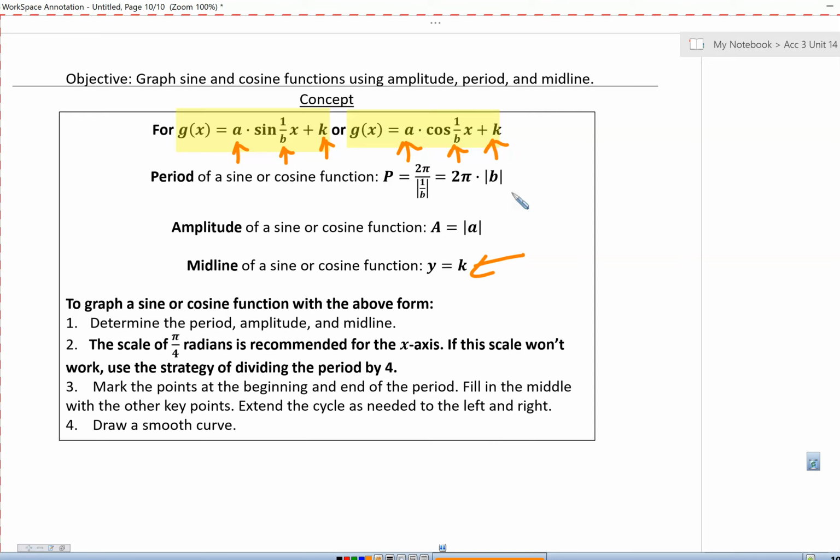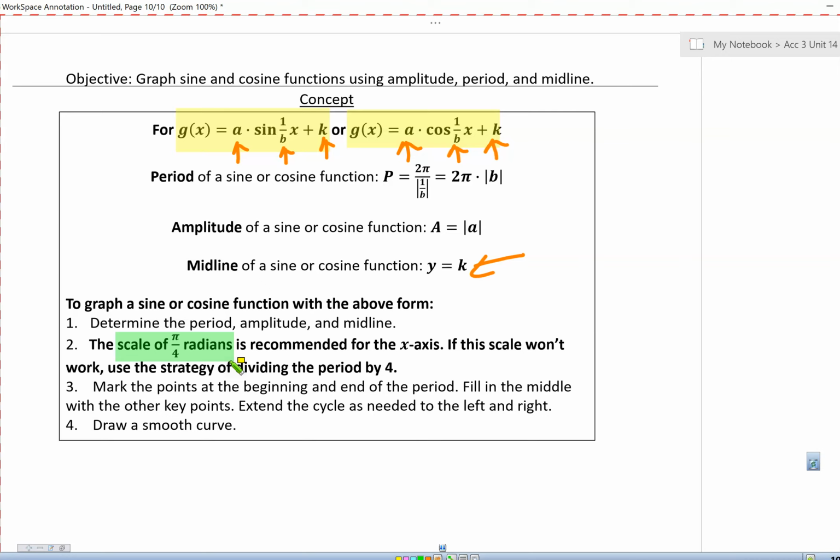Another strategy I want to point out to you is, if I have to figure out what scale I want to use for an x-axis, a good scale to try is pi over 4 radians, so have every square or unit represent pi over 4 radians.